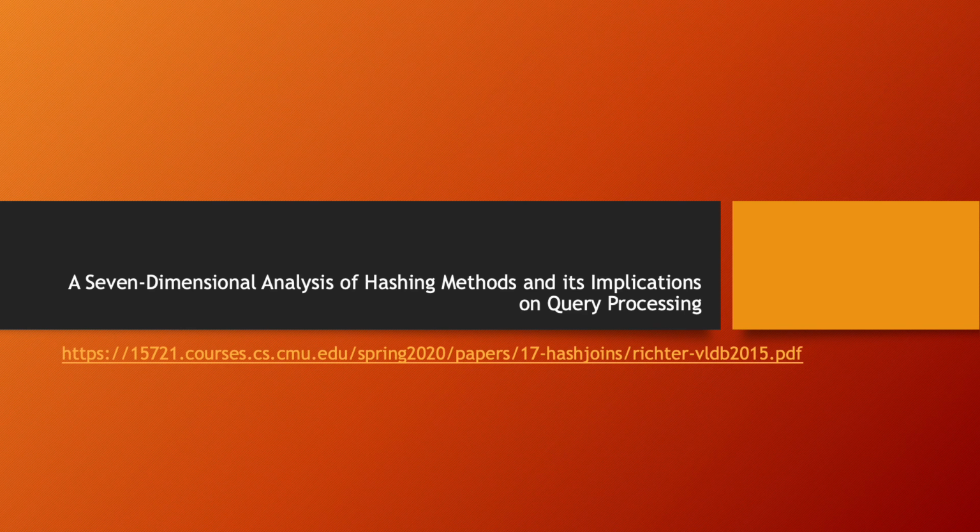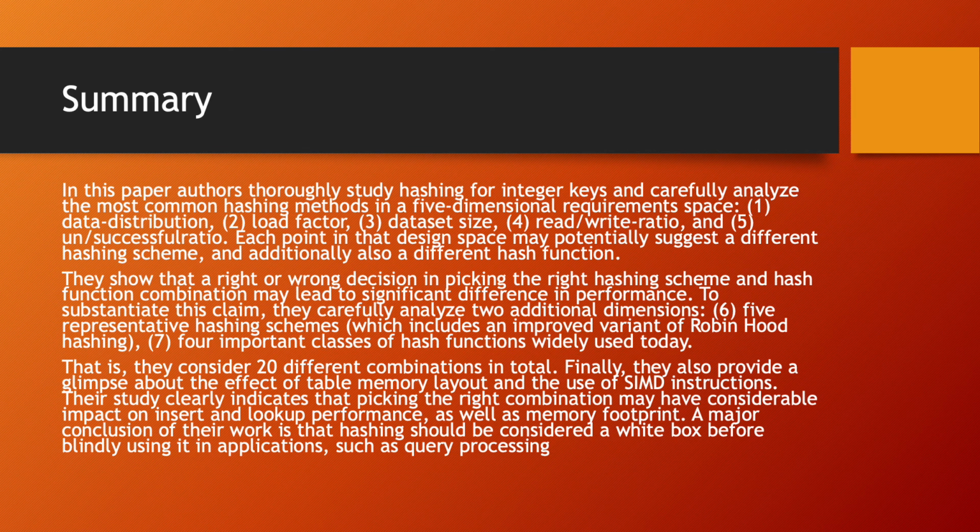Paper of the day is a 7-dimensional analysis of hashing methods and its implications on query processing. In this paper, authors thoroughly study hashing for integer keys and carefully analyze the most common hashing methods in a 5-dimensional requirement space. First, data distribution, load factor, dataset size, read-write ratio, and unsuccessful or successful ratio. Each point in that design space may potentially suggest a different hashing scheme and additionally also a different hash function.